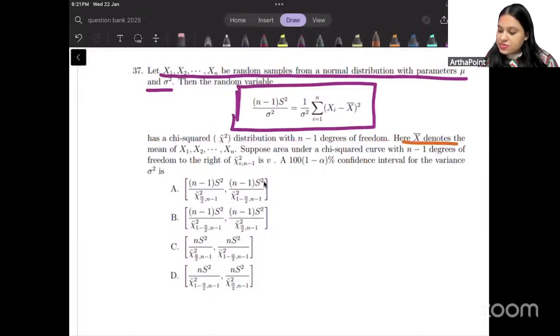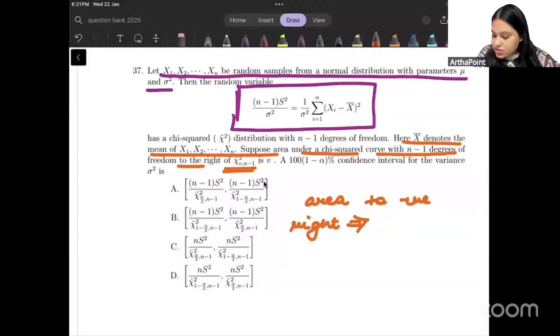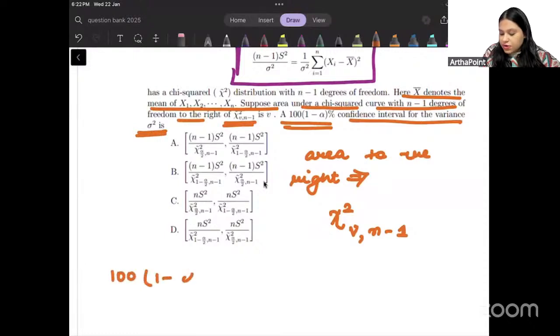Now it says here x bar denotes the mean of this. Suppose the area under the chi-square with n-1 degrees of freedom, to the right, is given with degree of freedom n-1. Okay. Now we want to create a 100(1 minus alpha)% confidence interval for the variance.